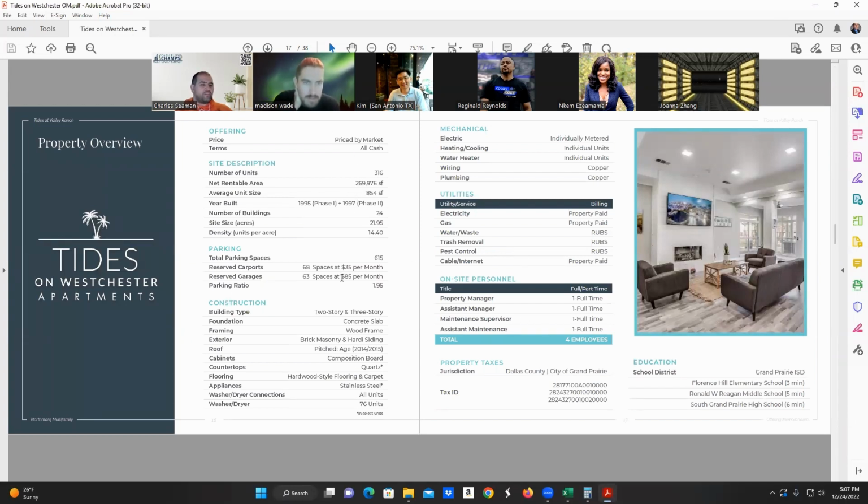Some basic specs on the property, ample parking, which is good. All 2 and 3-story buildings. Looks like they replaced the roofs in 2014 and 15. So right now we're going to be approaching 2023 soon. Do you think that means we may need to replace a roof?